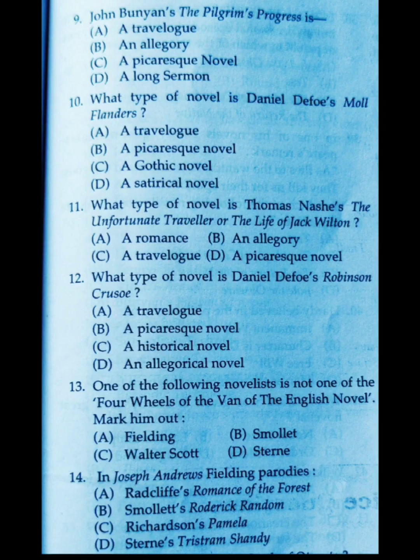So the next question, John Bunyan's The Pilgrim's Progress is an, option B, an allegory is the correct answer. So who has written The Pilgrim's Progress? John Bunyan, and it is an allegory. Next, what type of novel is Daniel Defoe's Moll Flanders? So again option B is the correct answer, a picaresque novel. It is a picaresque novel.